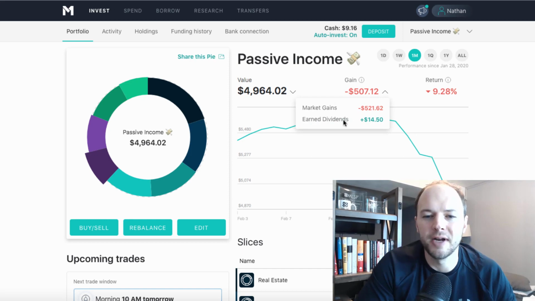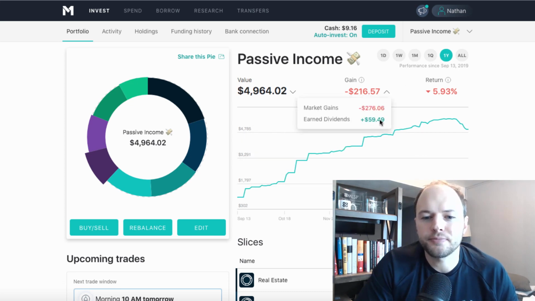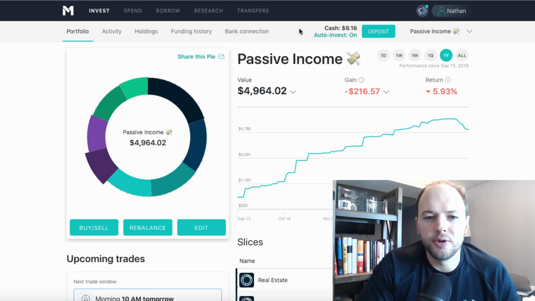Okay. So my dividends for the previous month were $14.50. And then, like I said, for the year, $59.49. Okay. So those are the changes that I made. Those are the different things that I have going on with my portfolio at this time.